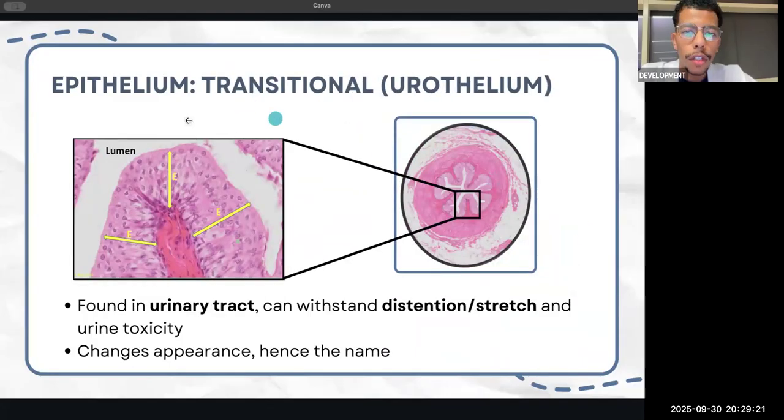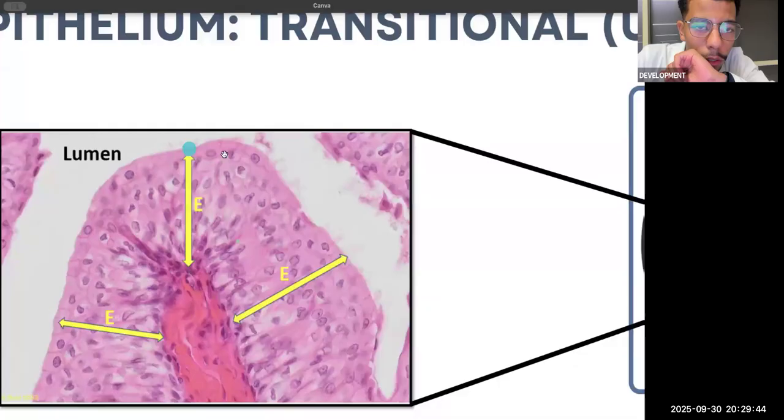Then we have transitional epithelium. As soon as you see this, just immediately think urothelium or urinary tract. What lines the urinary tract is transitional epithelium. Transitional epithelium is also called urothelium. Now, can you see the shape here? I don't know if you can tell or not, but it's umbrella shaped, like here. It looks like an umbrella.